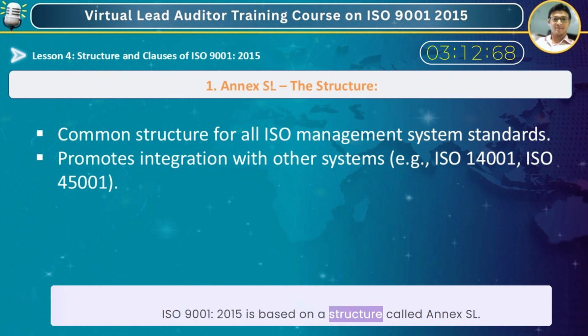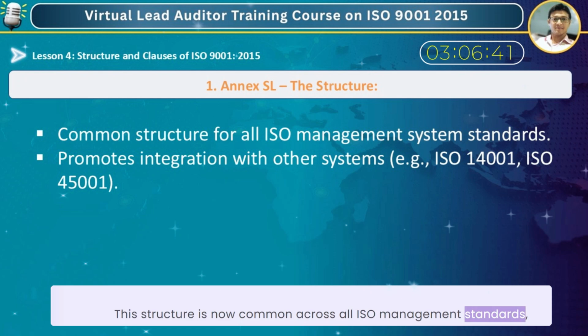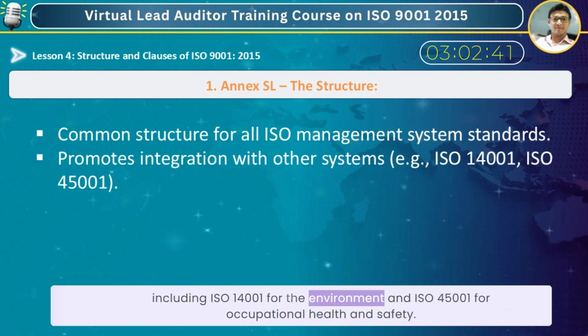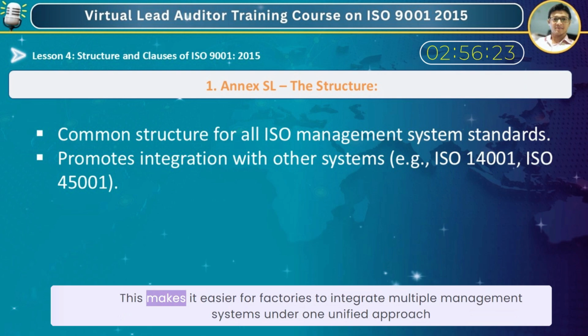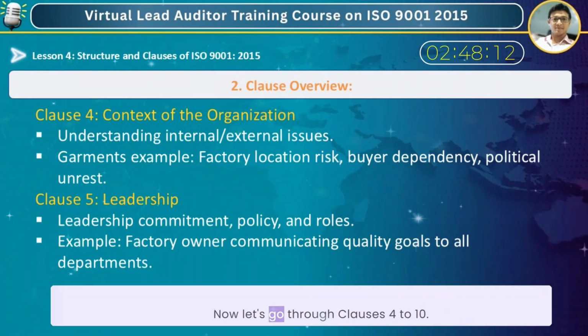ISO 9001-2015 is based on a structure called Annex SL. This structure is now common across all ISO management standards, including ISO 14001 for the environment and ISO 45001 for occupational health and safety. This makes it easier for factories to integrate multiple management systems under one unified approach. Now let's go through clauses 4 to 10.